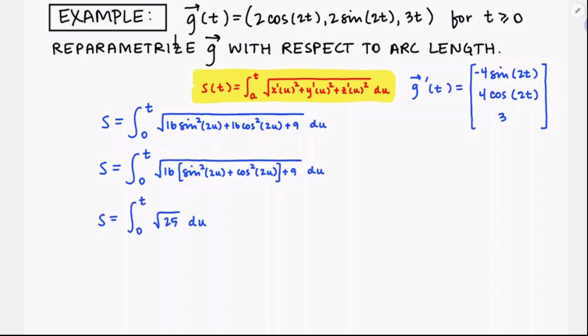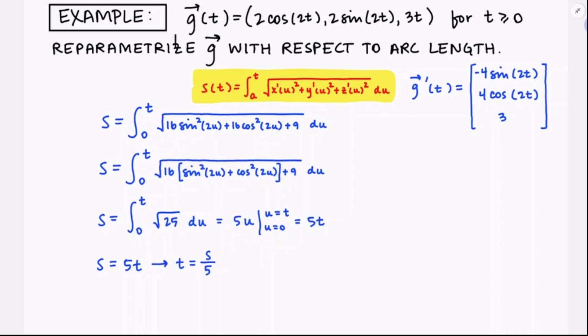And this is something I know how to anti-differentiate, right? Antiderivative of 5 with respect to u is going to be 5u. And I'm going to let u run from 0 up to t. Then when I plug that in, I'll get 5t. Now I've got s equals 5t. Okay, and as a result, I can conclude that t is going to be s divided by 5.